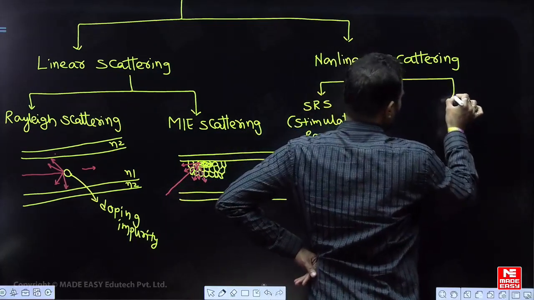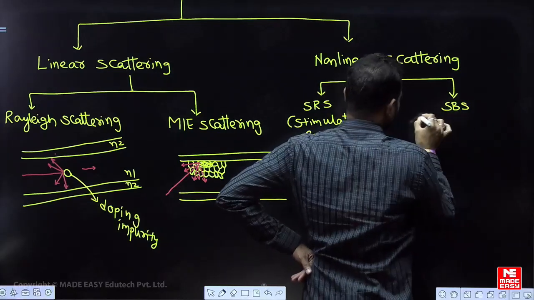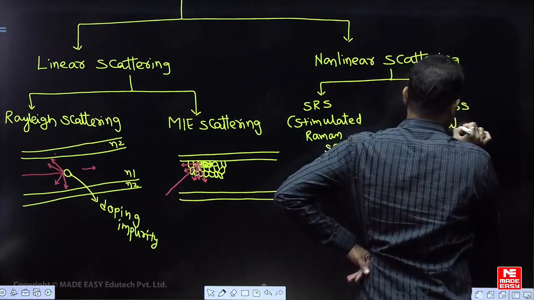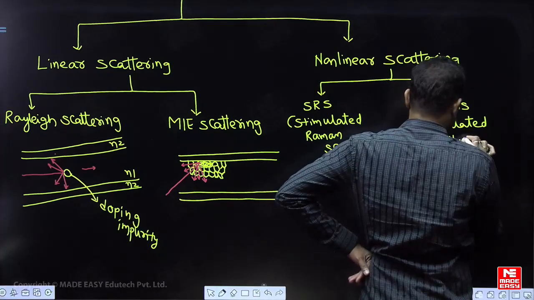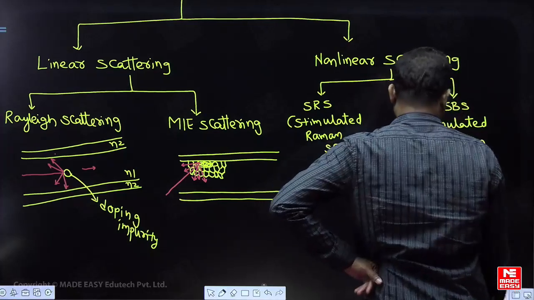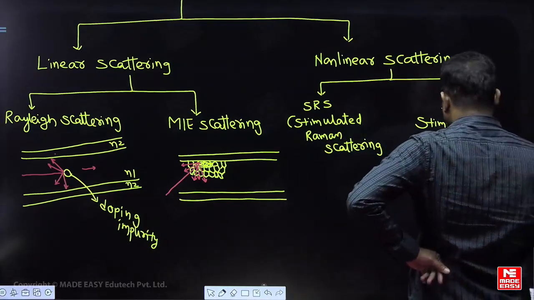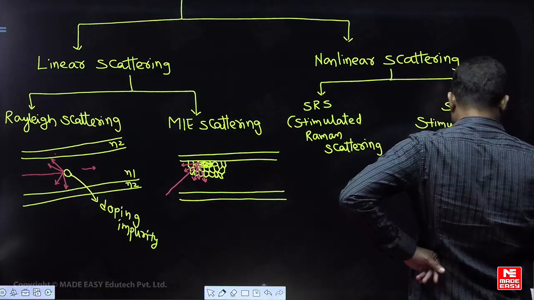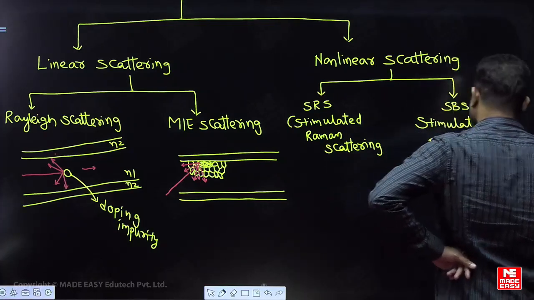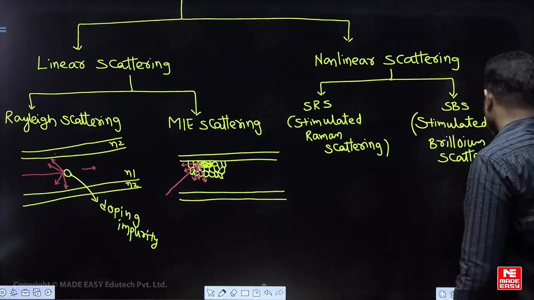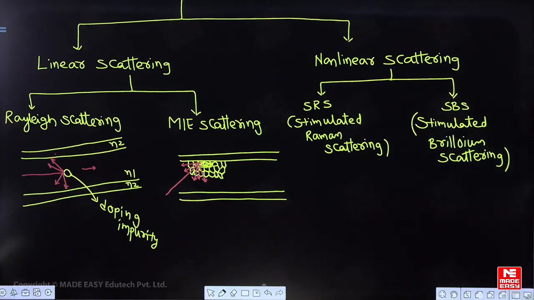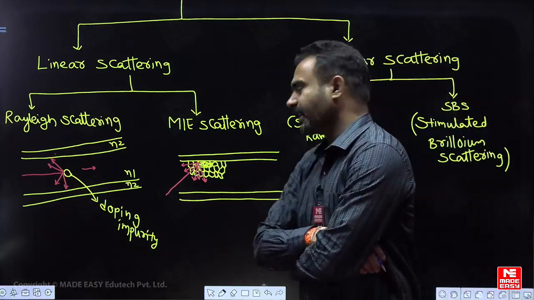And the second one is called SBS. SBS is called stimulated Brillouin scattering. It is the name of a scientist: one scientist is Raman, another scientist is Brillouin. So SBS is stimulated Brillouin scattering, and SRS is stimulated Raman scattering. I will just explain to you what exactly happens here.